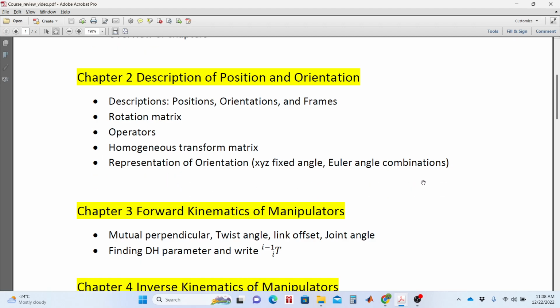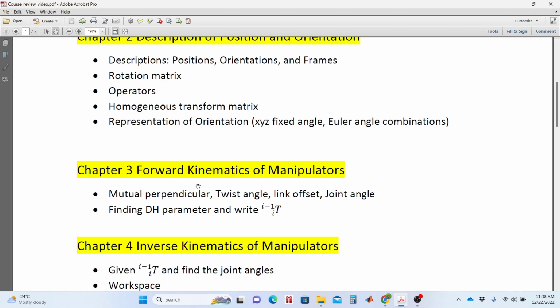We also studied representation of orientation, like the xyz fixed angle and Euler angle combinations, like xyz, zyx.